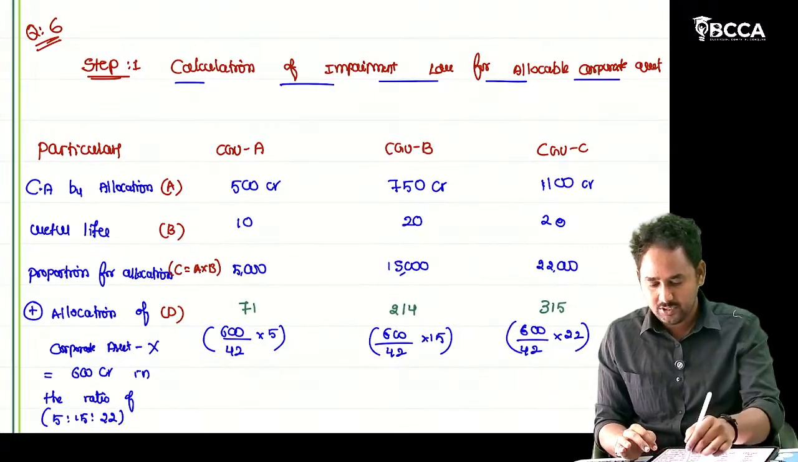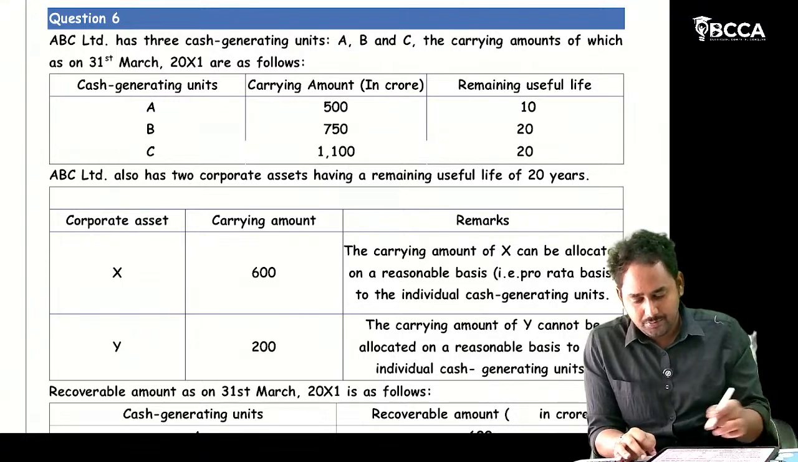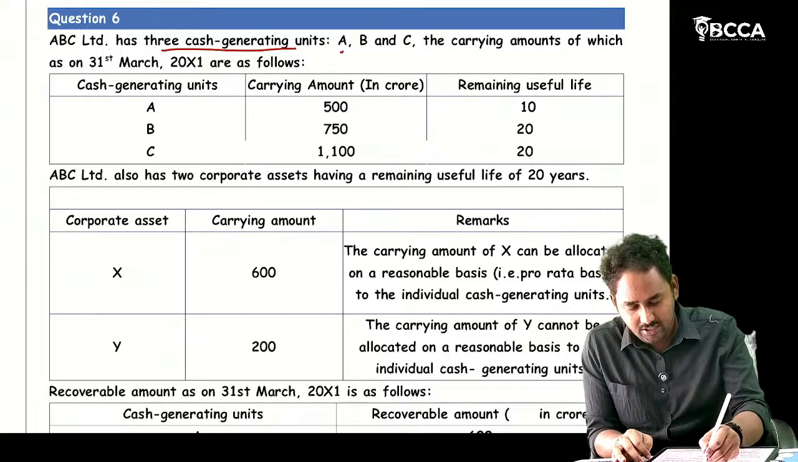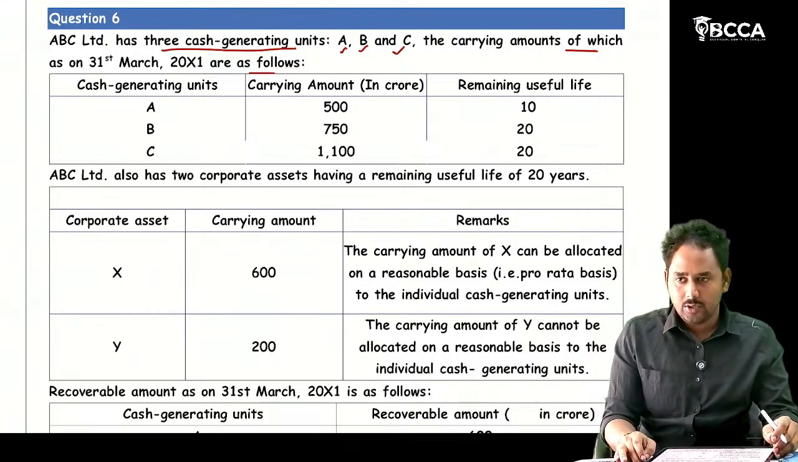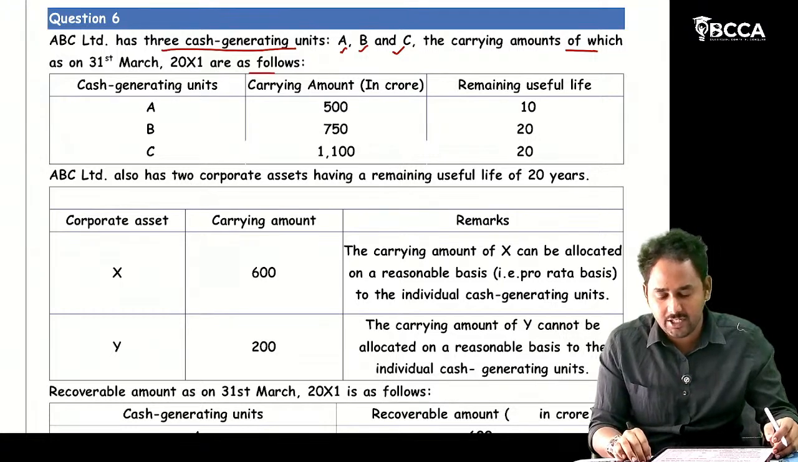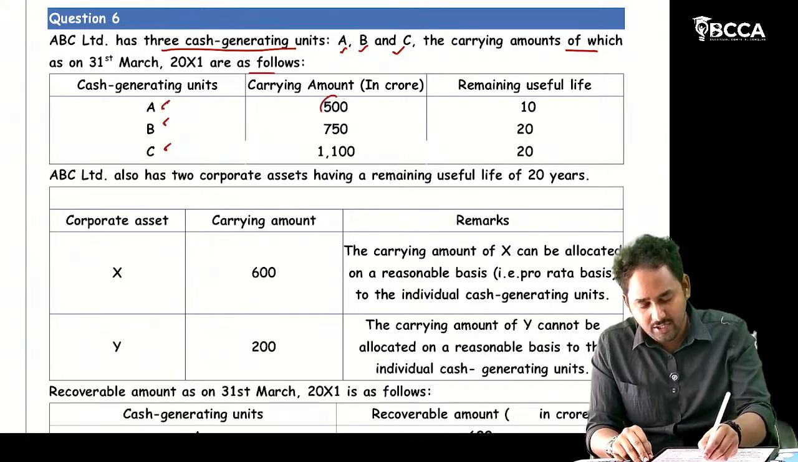So question number 6. ABC Limited has 3 CGUs A, B and C, the carrying amounts of which are as follows. So how many cash generating units are there in ABC Limited? 3 cash generating units. The carrying amounts of the cash generating units are given: 500, 750 and 1100.